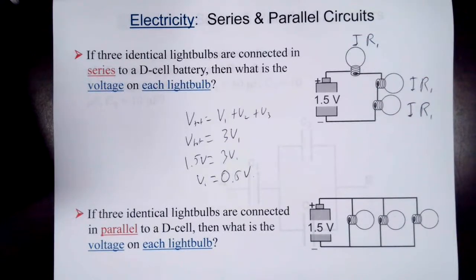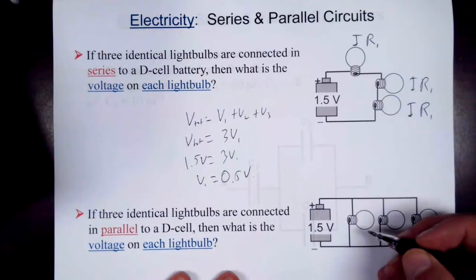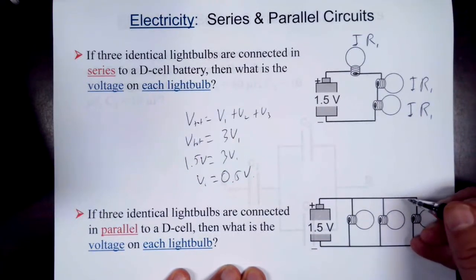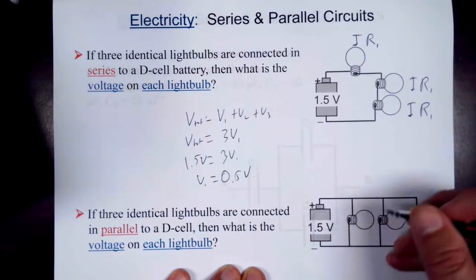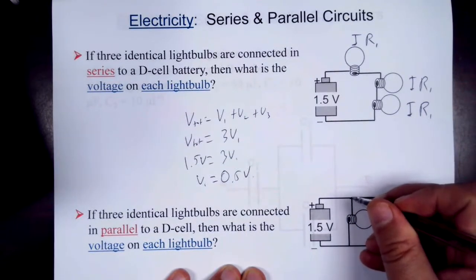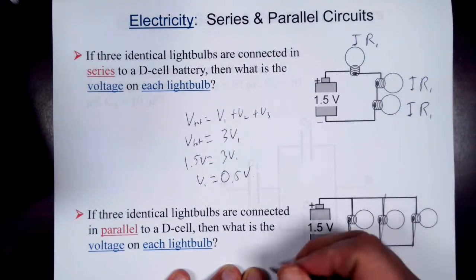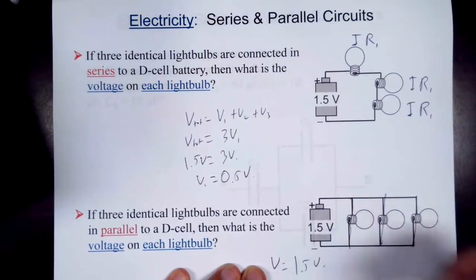Now notice, if they're in parallel, then the voltage drops are all the same. Here we've got 3 identical light bulbs, connected in parallel to a D-cell again, and we want to know what is the voltage on each light bulb. The voltage drop across the parallel is just the voltage across the whole thing, right? So the voltage here, here, and here is all equal to the voltage across the battery. So it's going to equal 1.5 volts.